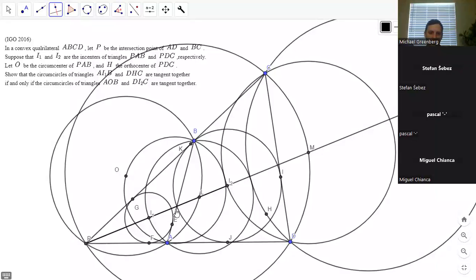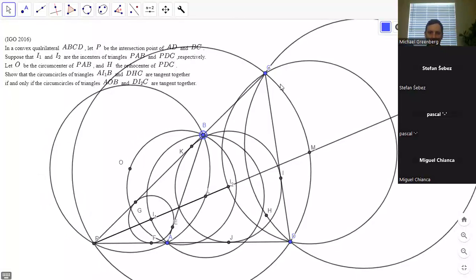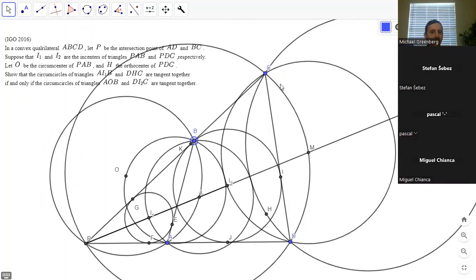I wonder if these concur. I don't think it's true, but let me. No, they don't concur always. So what's the relationship between points O and H? I don't think there is really a great relationship because A, B, C, and D are random.